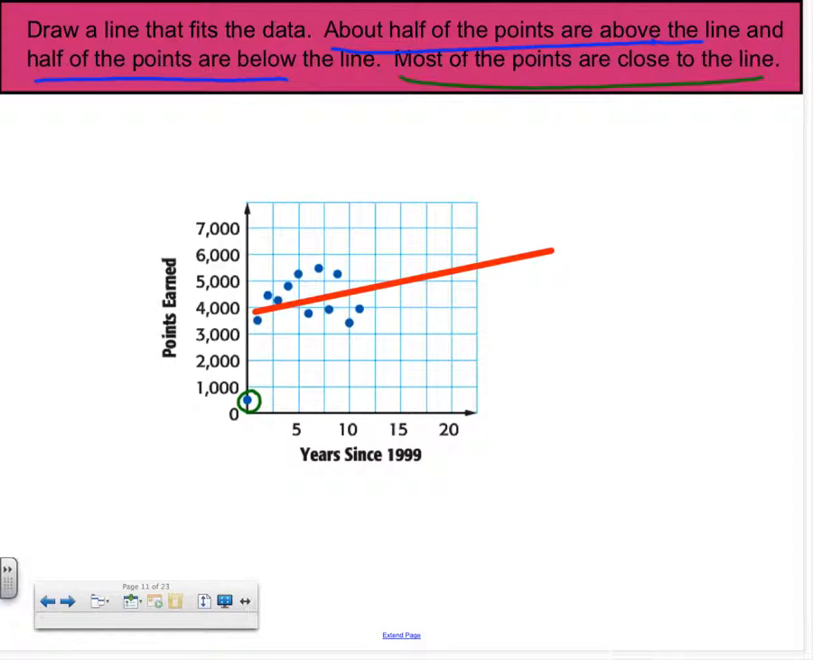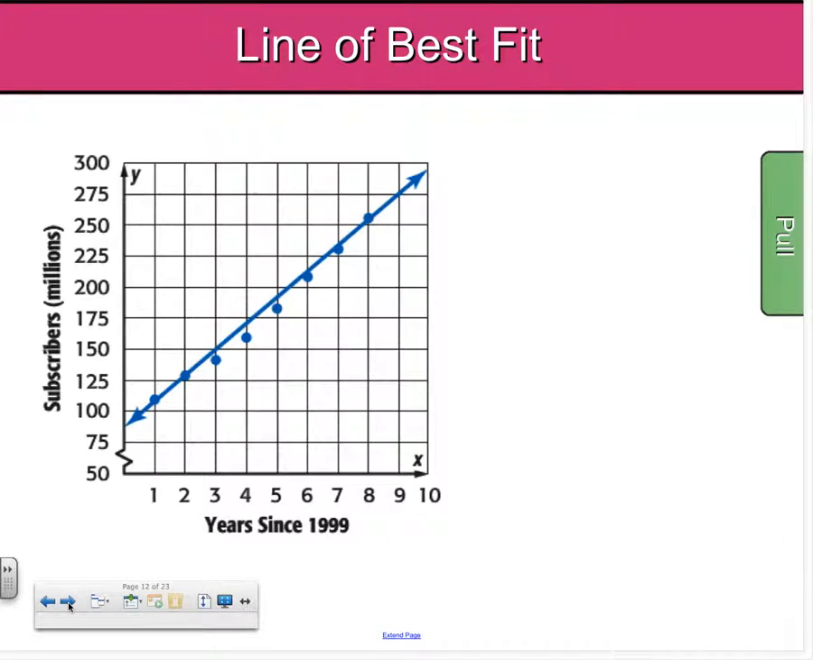But notice they said that most of the points are close to the line. There's no way that we can make this point down here get close to our line of best fit. Now, what we have done with this line of best fit is we've identified the trend, and we can hopefully use that line to make some predictions. Now, what are some ways that you could use a line of best fit?